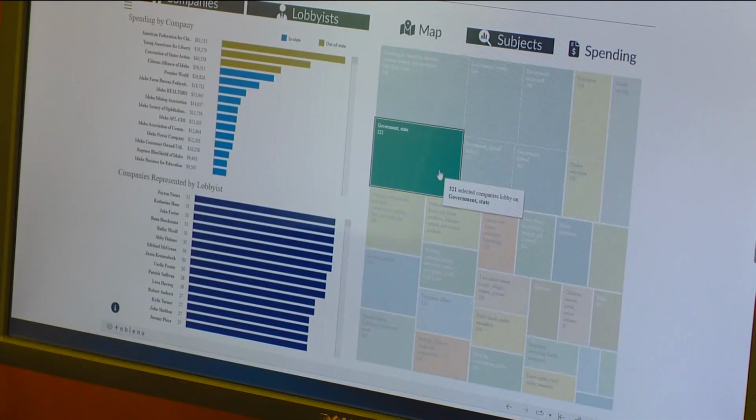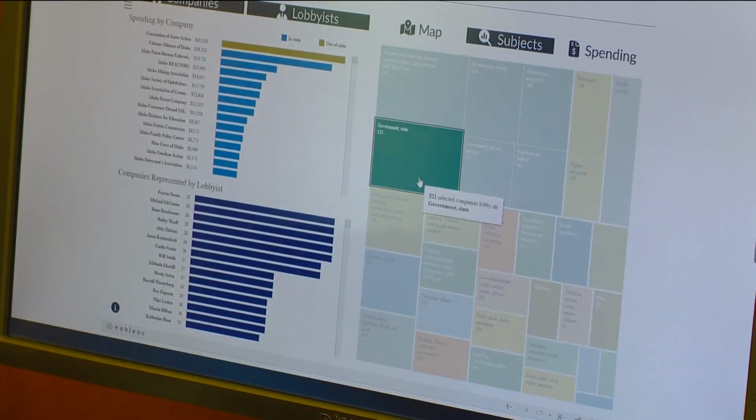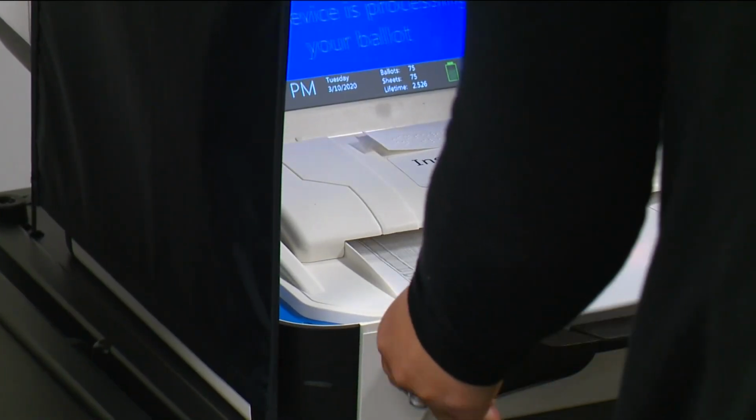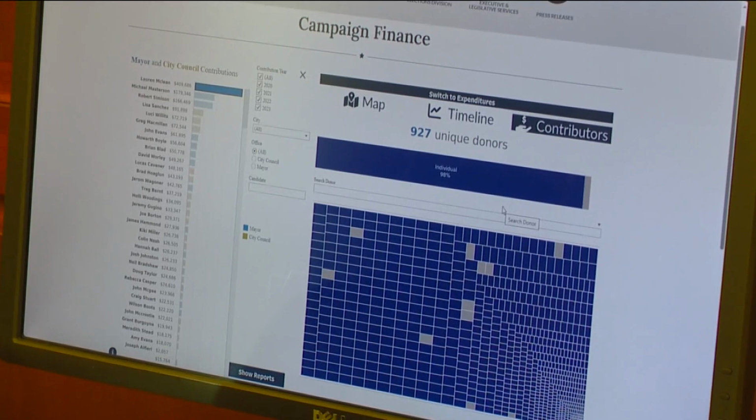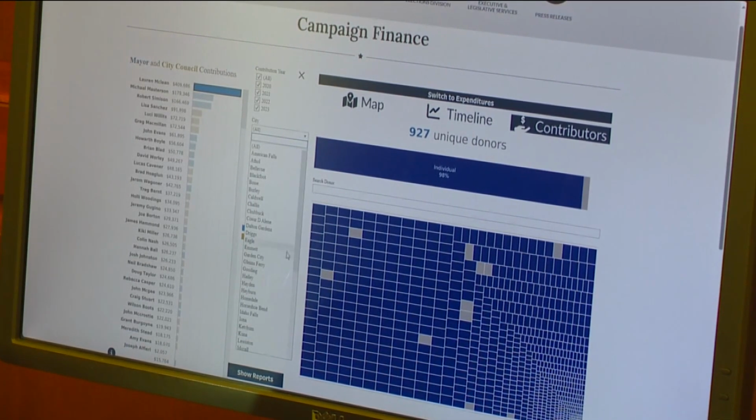BSU political science professor Charlie Hunt says campaign finance and lobbying data is especially helpful during local elections. That's because candidates aren't technically affiliated with a political party. You can learn things about that by looking at these donors and the kinds of folks who are donating to these campaigns. It can also tell you things about the strength of the candidates, right? We know from political science that well-funded campaigns and well-funded candidates tend to do better in elections, all things equal.